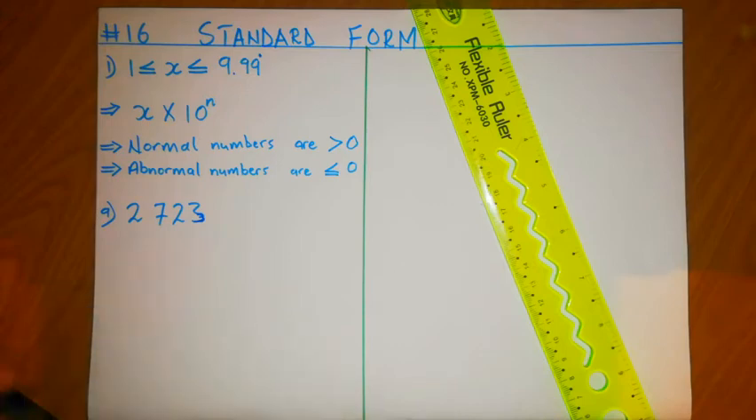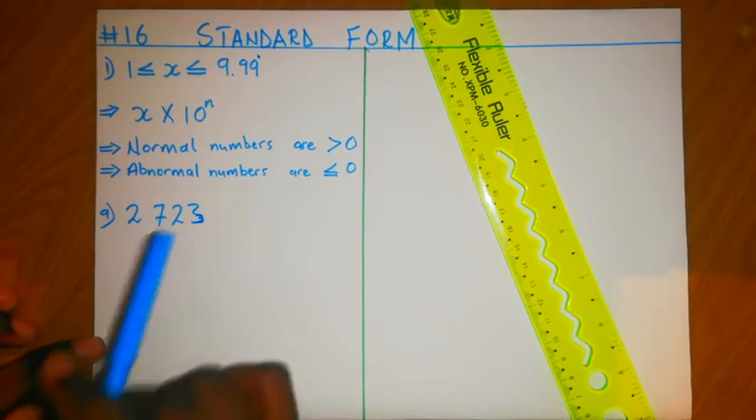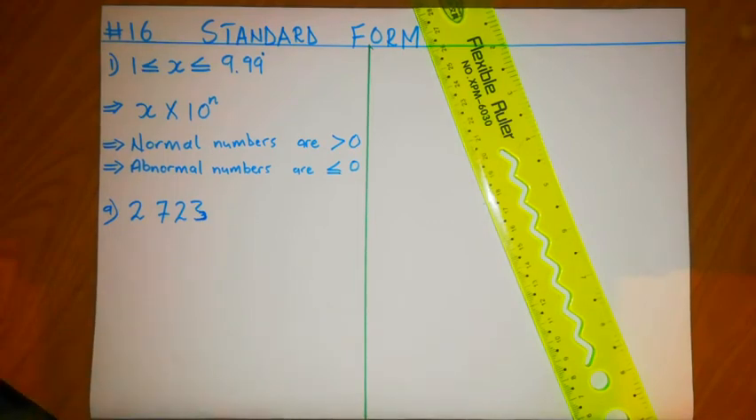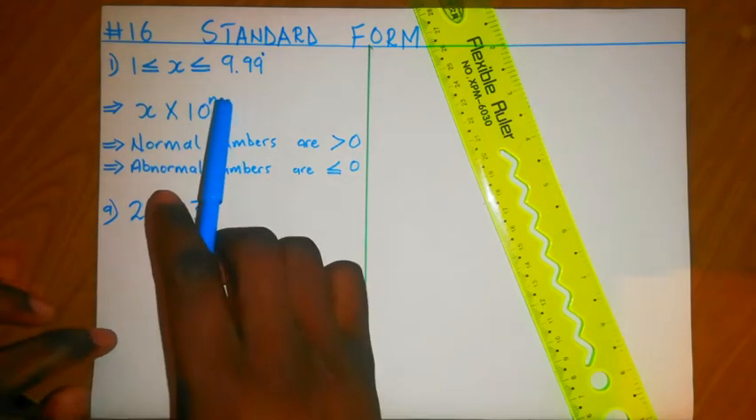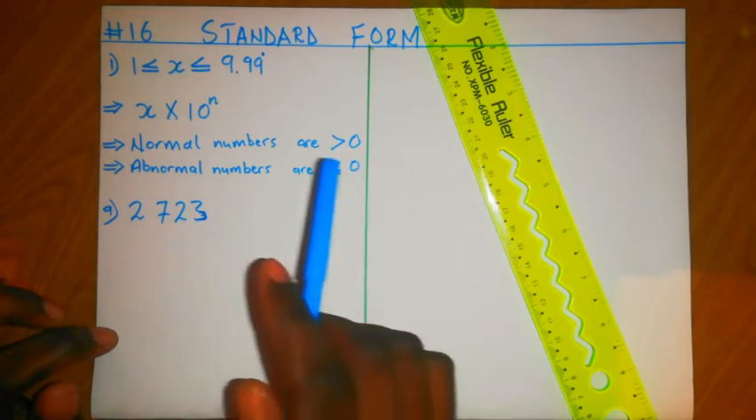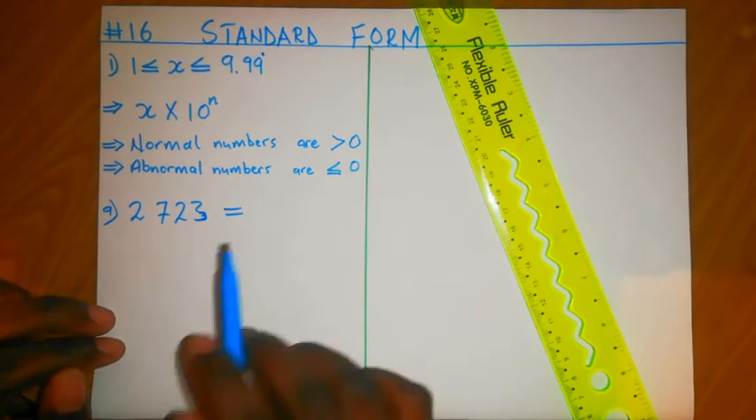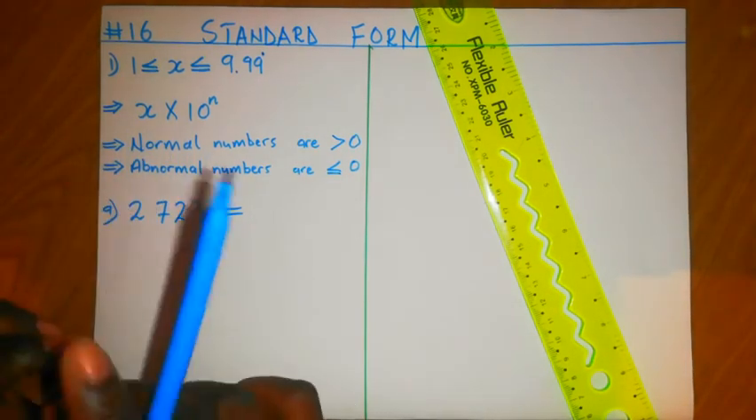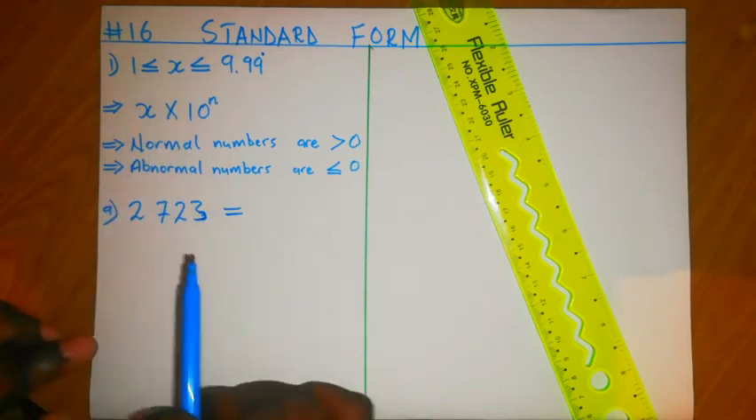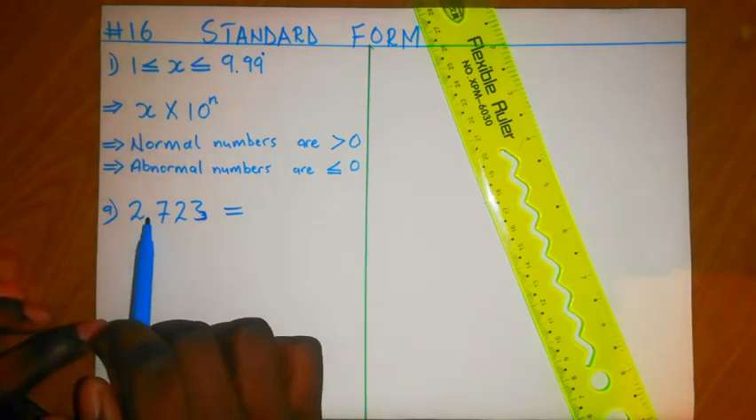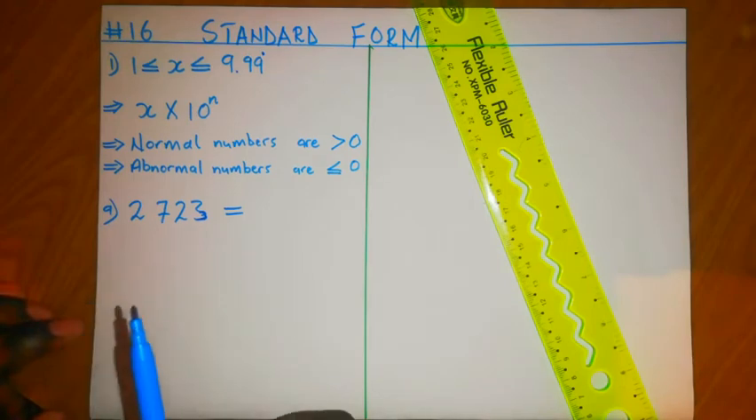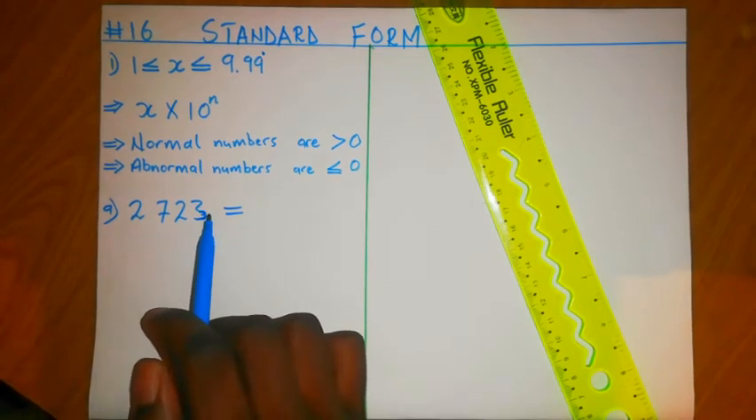So here is my example. I want to represent 2723 in standard form. Is it a normal number or an abnormal number? This is a normal number. Normal numbers are supposed to have a positive index, and abnormal numbers are supposed to have a negative index. In standard form, numbers range from 1 to 9.9. If you're given a number that doesn't have any comma, the comma is assumed to be on the last digit.